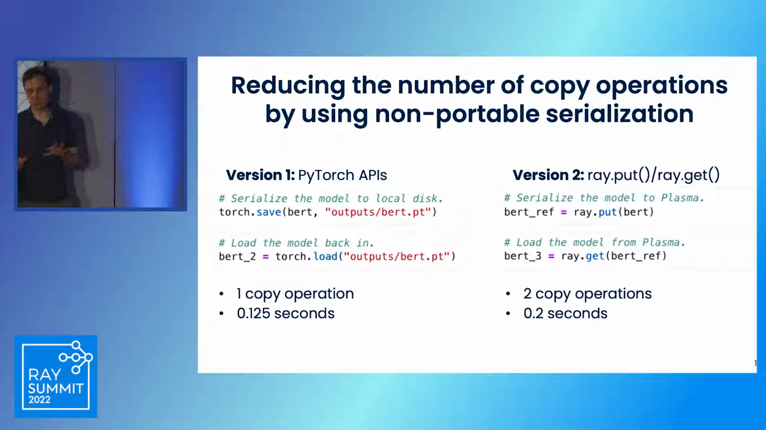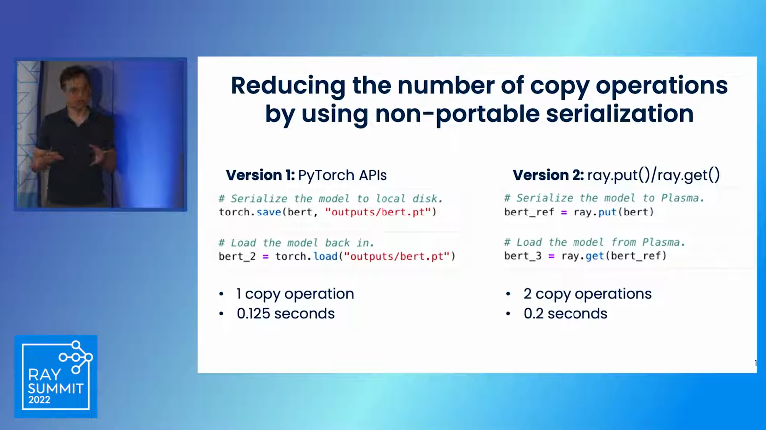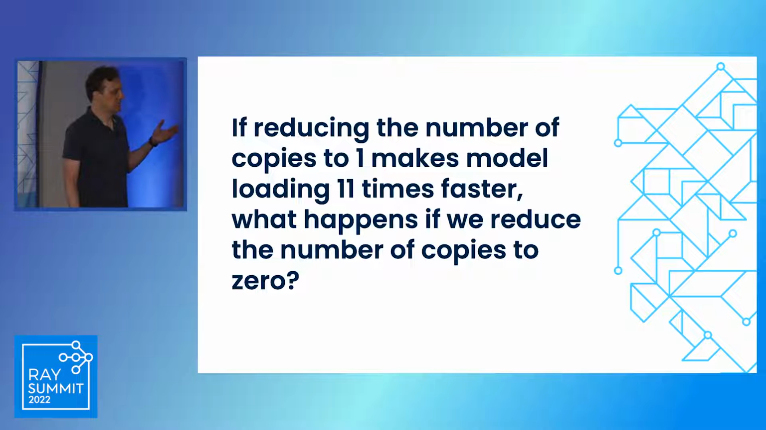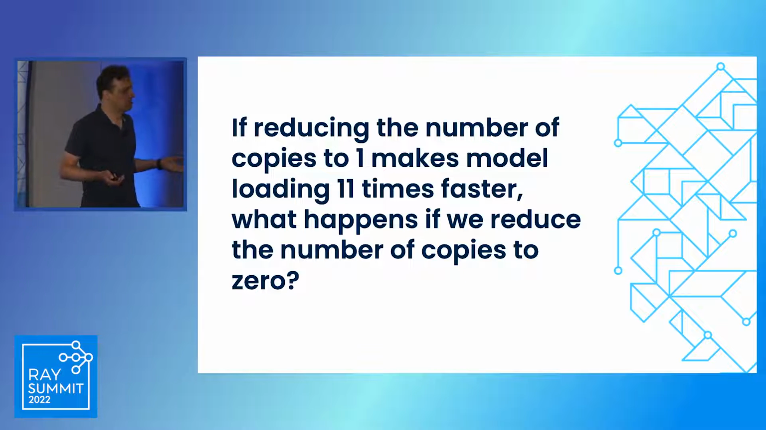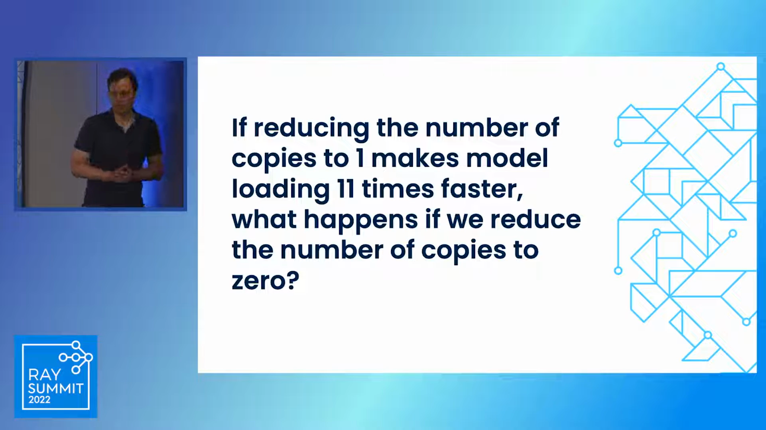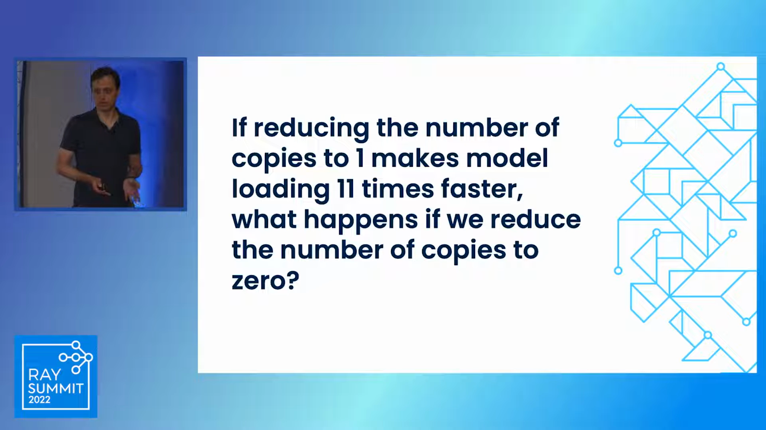This gets you down to about 1.5 copies, because when re-instantiating the model on the ray.get call, you will zero out all of the internal tensors, whereas Torch's internal implementation skips that. But in any case, if we get this down to one copy operation, that makes loading 11 times faster, which naturally leads to the question: if reducing the number of copies to 1 makes loading 11 times faster, what would happen if we reduced the number of copies to 0?